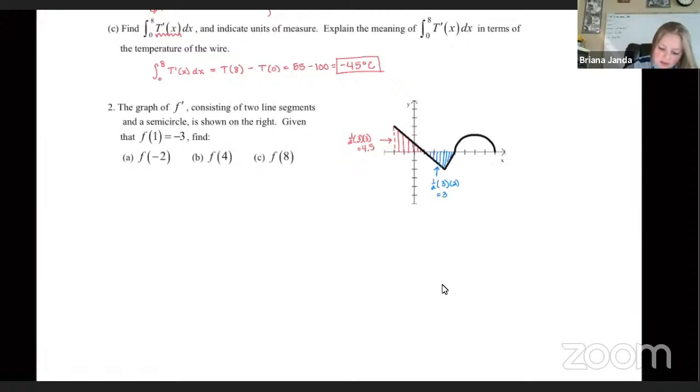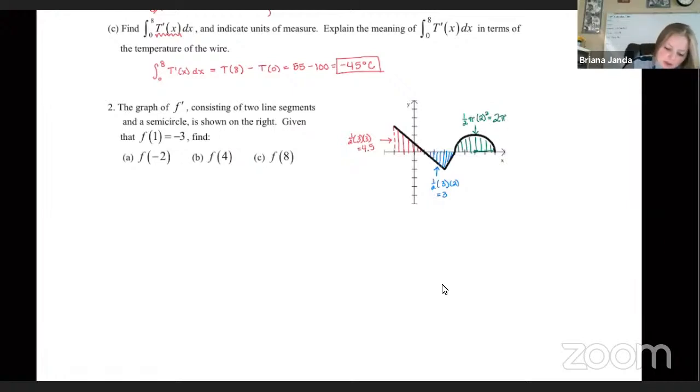And finally here, we've got the area of a semicircle. So semicircle means half. The area formula for a circle is pi r squared. The r on this, if we go from our middle out, would be 2, which means the area on this one would be half of 4 pi, which is 2 pi.